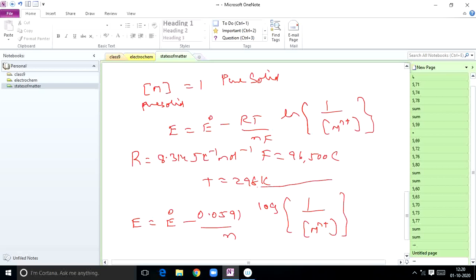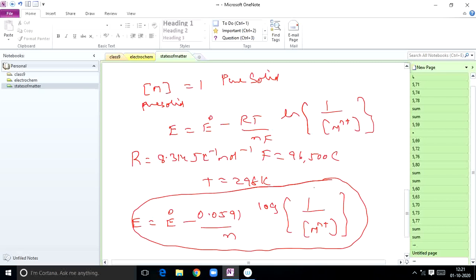So I think you understood this is E is equal to E naught minus 0.0591 by N into log of 1 by concentration of Mn plus. This is the main equation involved here.